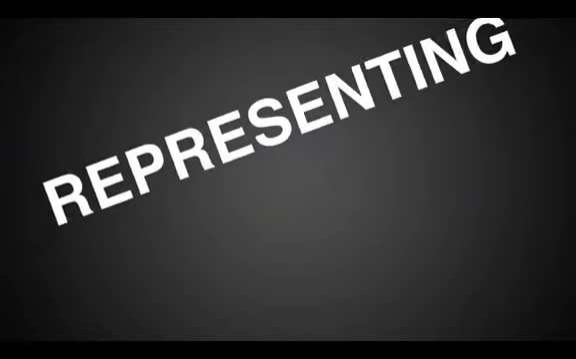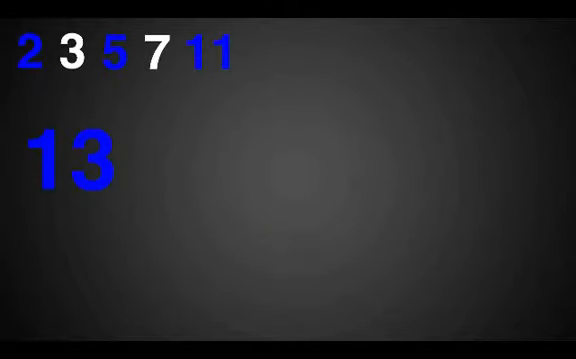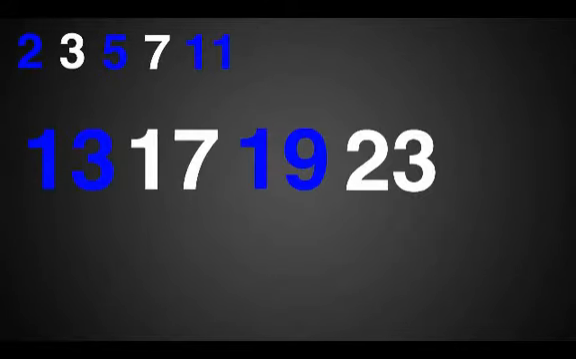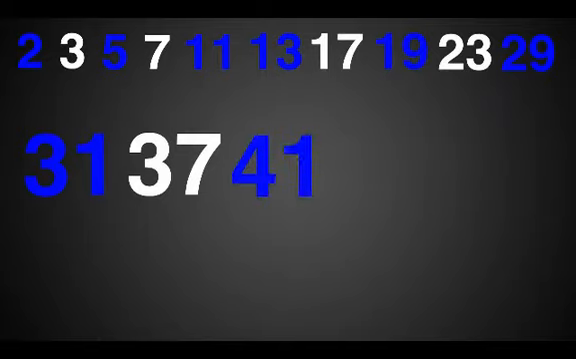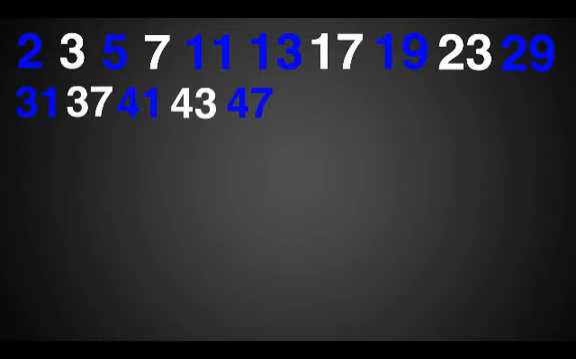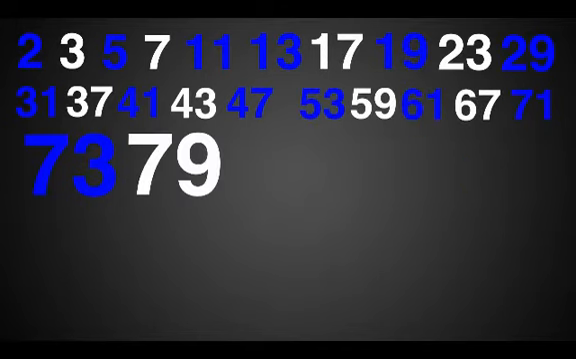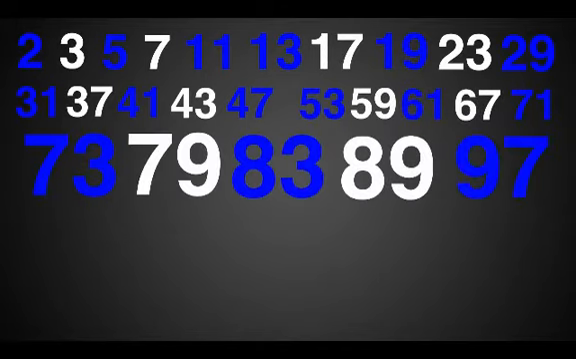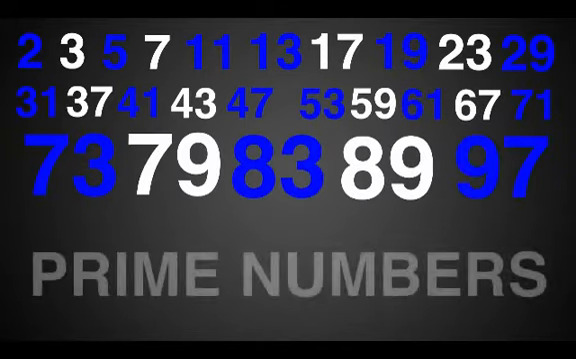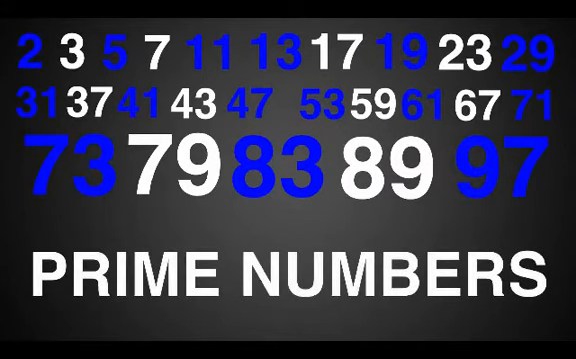Representing prime 1 to 100. Let's go. 2, 3, 5, 7, 11, 13, 17, 19, 23, 29, 31, 37, 41, 43, 47, 53, 59, 61, 67, 71, 73, 79, 83, 89, and 97. Prime numbers. Prime numbers.